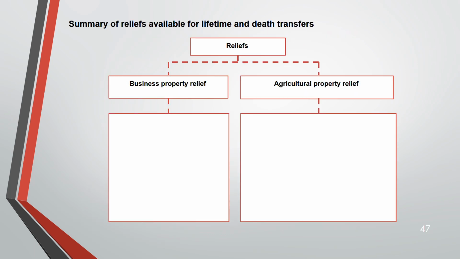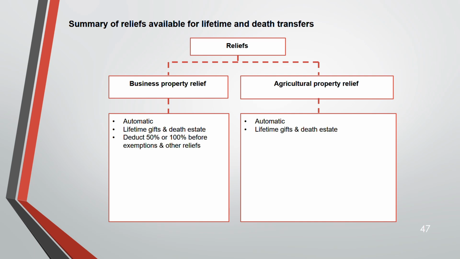Now, with this we have finished the reliefs that are available for lifetime and death transfers. There are two main reliefs that we went through. Now let us summarize both of them. One is BPR, the other one is APR. BPR is automatic, APR is also automatic. BPR is given on lifetime gifts and death estates, same for APR. You can deduct at 50 or 100% before exemptions and other reliefs like annual exemption and marriage exemption. And APR you deduct 100% before exemptions and other reliefs.